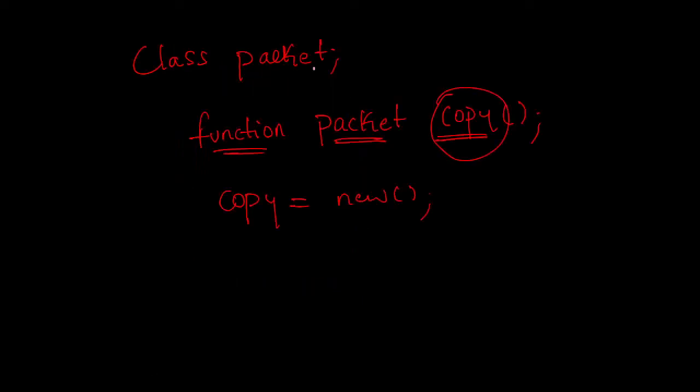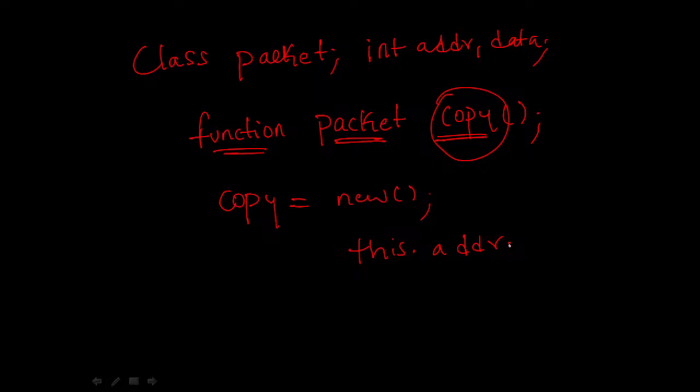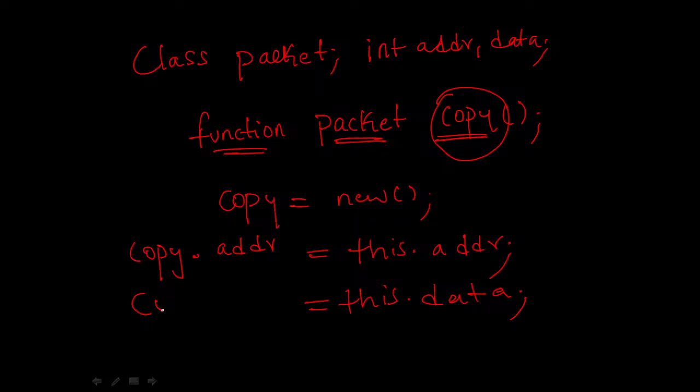So this has int address and data. What we are basically doing is this dot address and this dot data. This we are basically going to copy into our object called copy dot addr and copy dot data. This is how we are going to copy the local property addr into our created object copy.